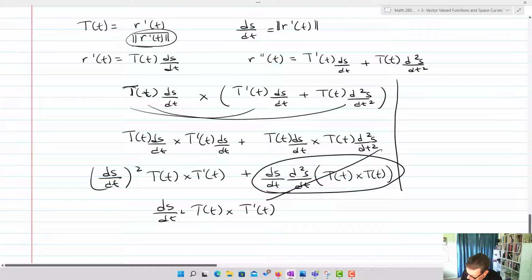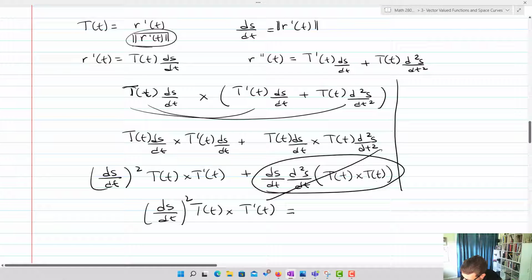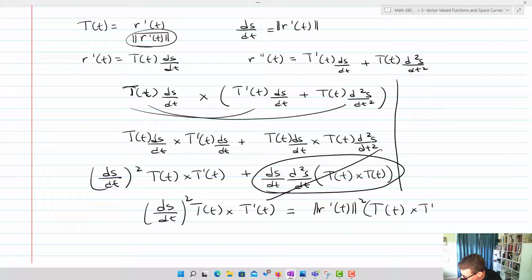Now remember (ds/dt)², what is that? Well, (ds/dt)² is actually equal to the magnitude of r'(t) squared, and then that's going to be times T(t) crossed with T'(t).